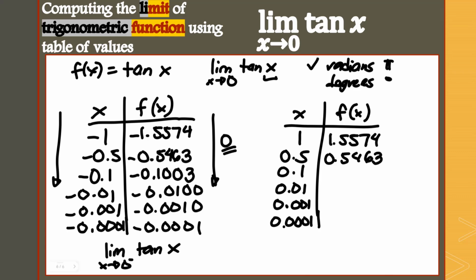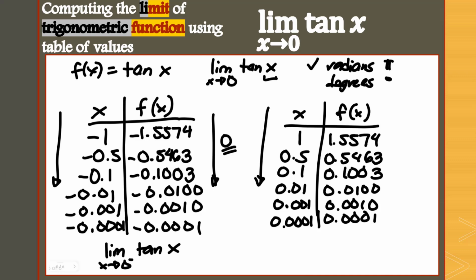Compare this with the table for f of x on your left as you approach 0 from the left. Going further, you will have positive 0.1003. Let's continue. You can try this on your own. You will have positive 0.01, 0.0010, and 0.0001. As you can see, as x approaches 0 from the right, your f of x gets closer to 0 as well. So this is also the limit of tangent x as x approaches 0 from the right, and they are equal to 0.